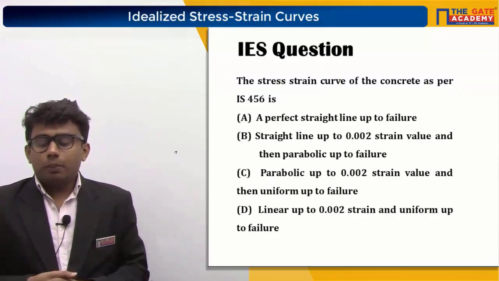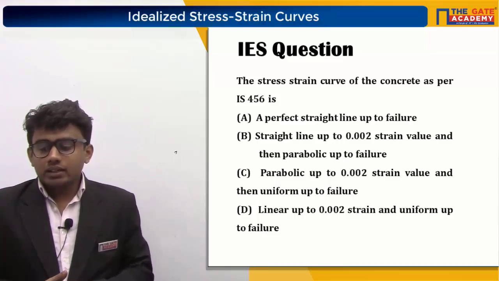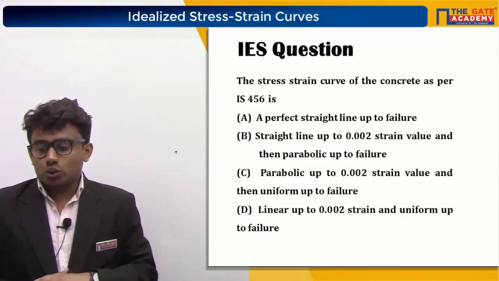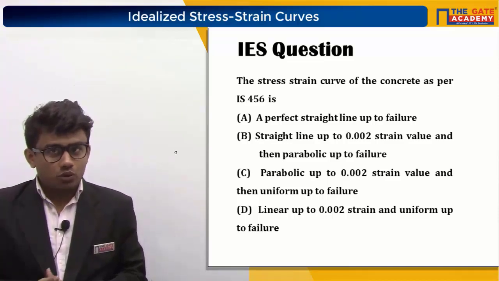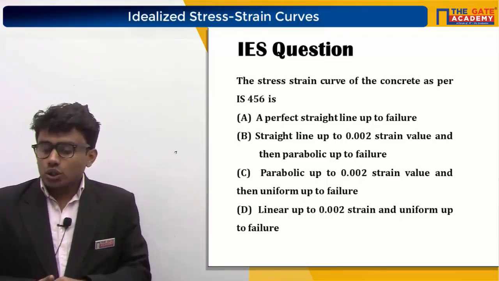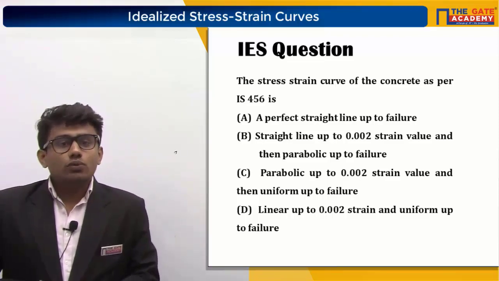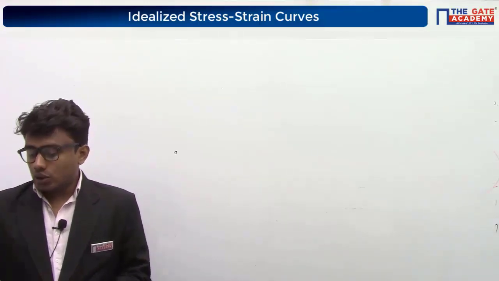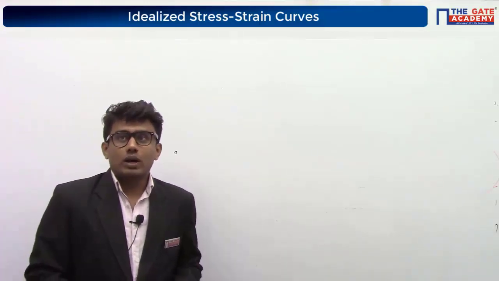Option A, perfect straight line till failure. Option B, a straight line up to 0.002 strain value and then parabolic up to failure. Option C, parabolic till 0.002 strain value and then uniform up to failure. Option D, linear up to 0.002 strain and uniform up to failure. Yes, what is the answer?